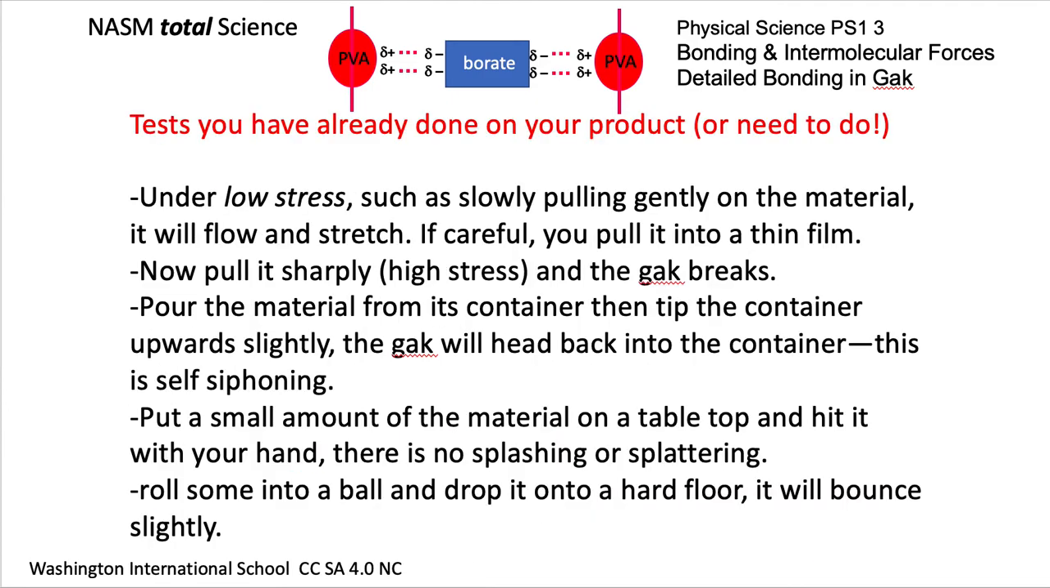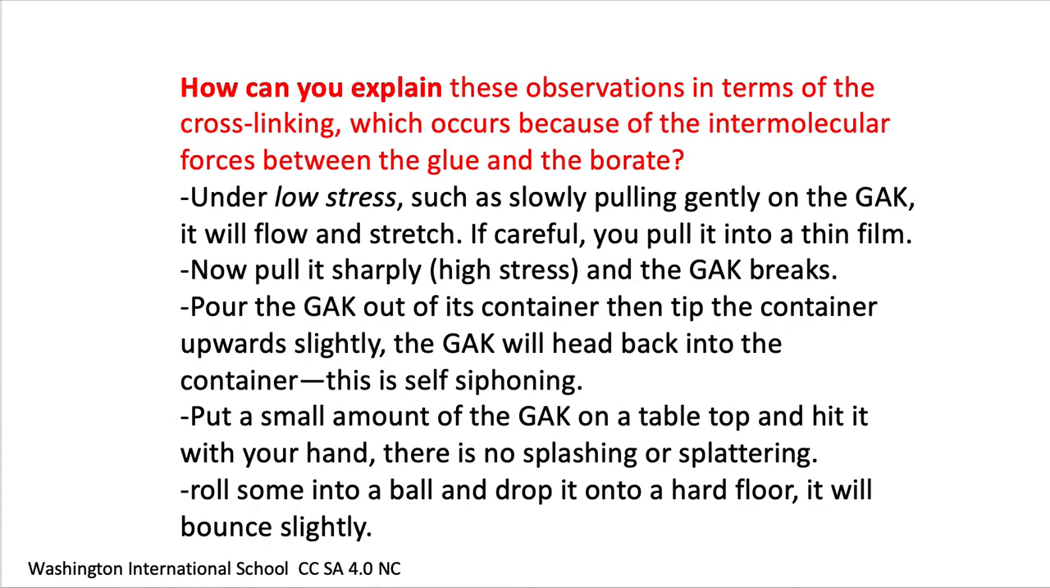In the GAK experiments, these are the tests you've already done, or that you need to do if you haven't, and to comment on how these different activities took place. How easy was it to pull it into a thin film? How easy was it to break, etc.? And then try and explain each of the observations in terms of cross-linking. Are you actually breaking that cross-linking, breaking the intermolecular forces between the PVA monomers and the borate ions?